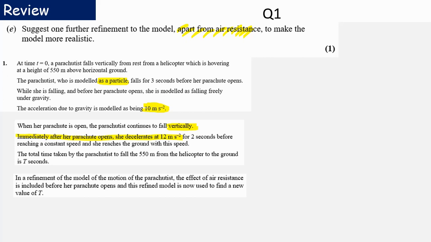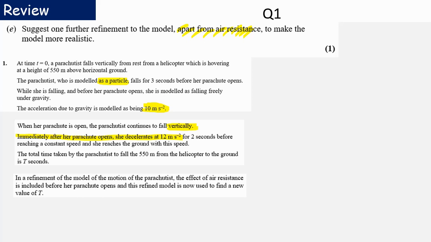What else have we got? For 2 seconds before reaching a constant speed, and she reaches the ground with this speed. The total time taken by the parachutist to fall the 550 meters from the helicopter to the ground is t seconds. In a refinement of the motion of the parachutist, the effective air resistance is included before her parachute opens. And this refined model is now used to find the value of t. So nothing in this last section.